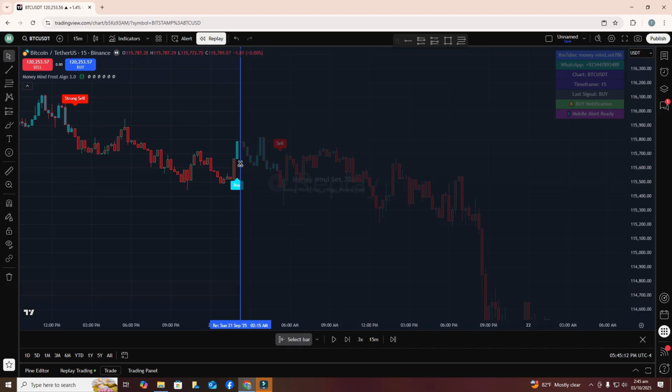Alright, so let's start from here. This buy signal that we've received, right? During the week and on Sunday, any signals you get, you can do scalping. For example, if you get a sell signal like this, you can do scalping.